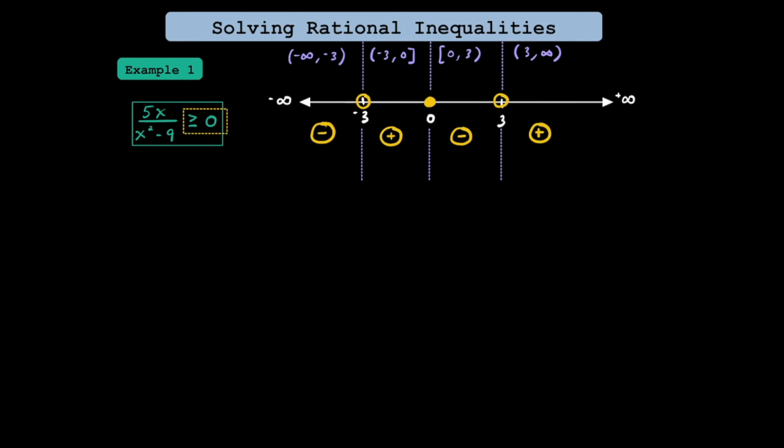Now that we know the signs of our intervals, let's see which of them makes our rational inequality true. Remember, we're trying to find when this rational expression is greater than or equal to 0. Since this first interval is negative, that's not going to make it true.